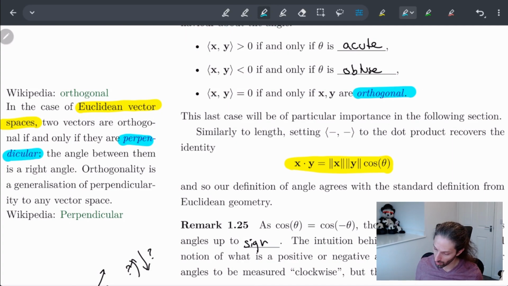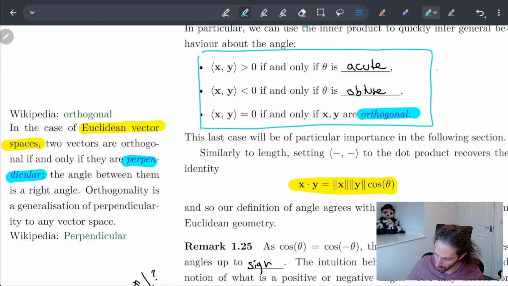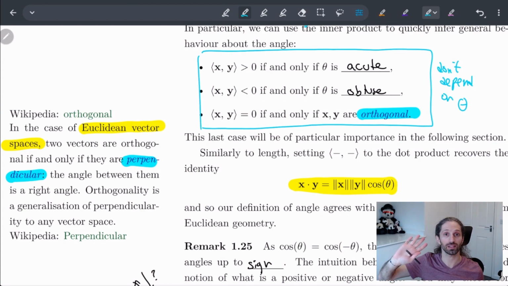Because notice how this definition of orthogonal, if I just look at it right here, doesn't depend on theta. It doesn't depend on my angle. It depends on my inner product. And so that's why we didn't define it as a right angle. I just said it's orthogonal. That's it. Okay, so we'll stop there.